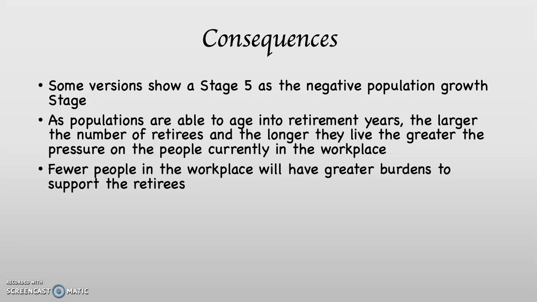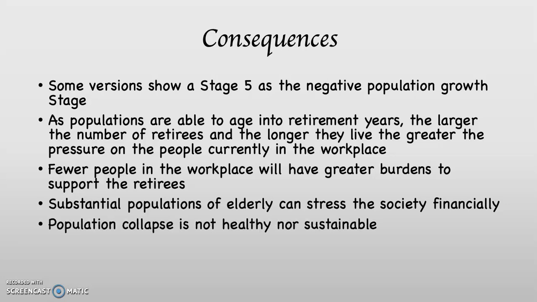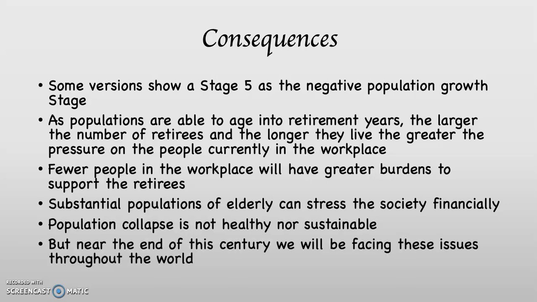You know, if you live into your 90s and you retire at 65, that's a long time that you're going to be collecting, for example, Social Security or retirement benefits and dealing with the healthcare system. Substantial populations of elderly people can actually stress the society financially. And I'm not advocating against elderly people. I want us all to live to be very old. However, you have to look at this kind of dispassionately. Population collapse is not healthy, nor is it sustainable. Okay, we don't want to have overpopulation, but we can't have population collapse either. But, as I pointed out to you before, near the end of this century, we're likely to be facing these types of issues throughout the world.